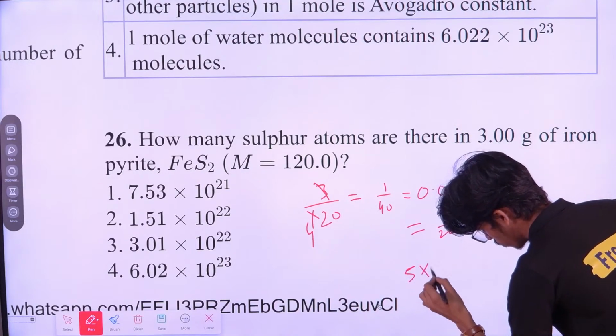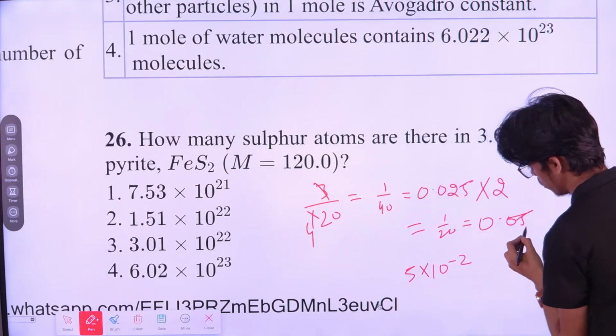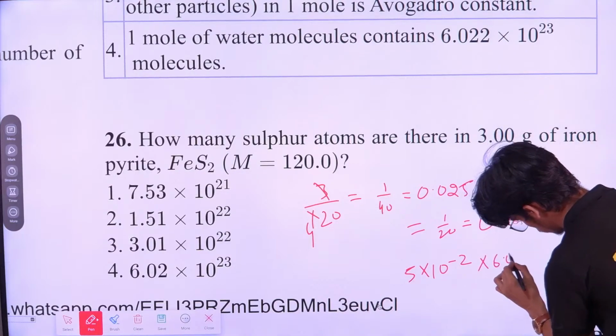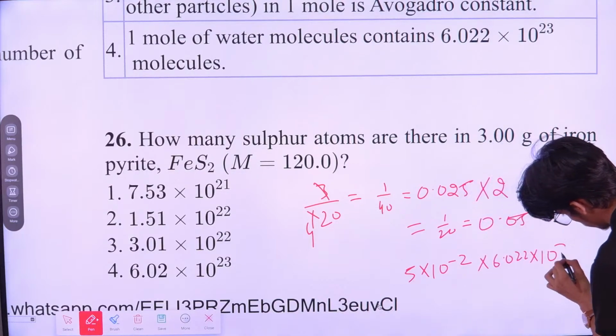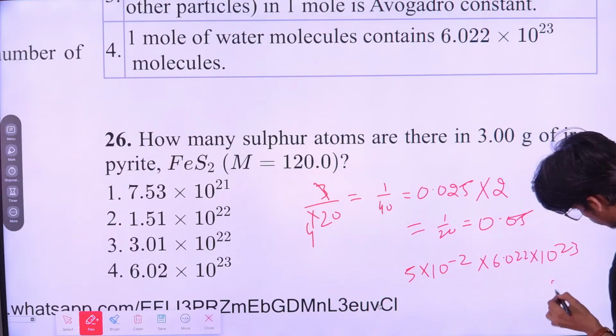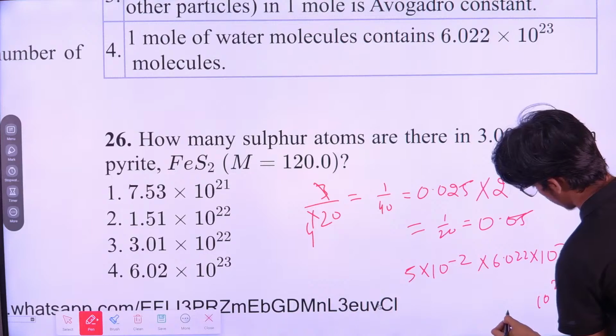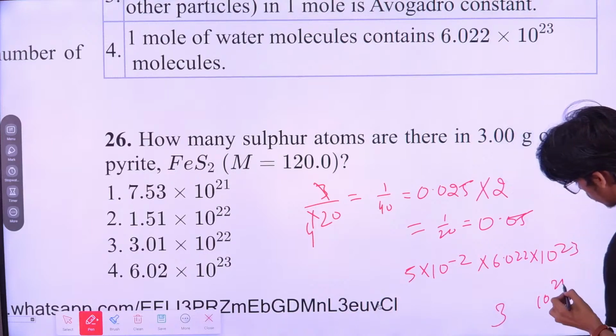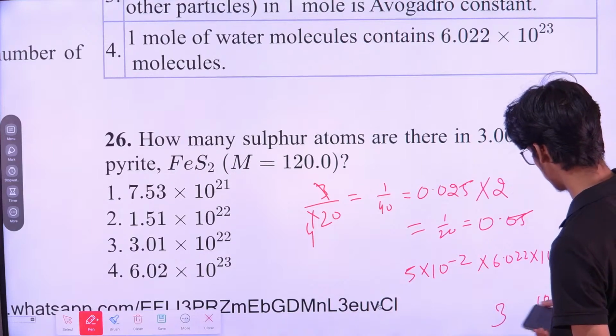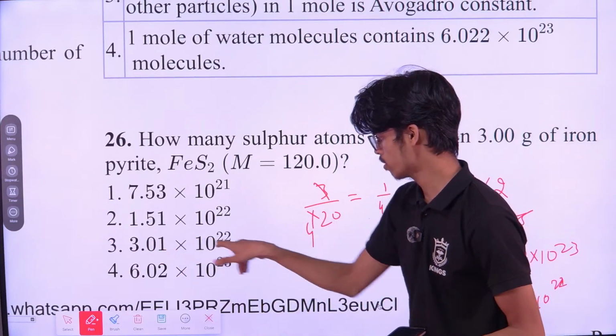So, 5 into 10 to the power minus 2, that is 0.05 moles, into 6.022 into 10 to the power 23. So, 23 minus 2 is 21, 10 to the power 21, 5 times 6 is 30. So, I will write it as 3, not 30, and I will make it 10 to the power 22. So, 3 something into 10 to the power 22.